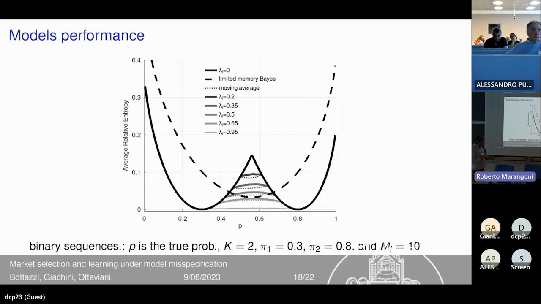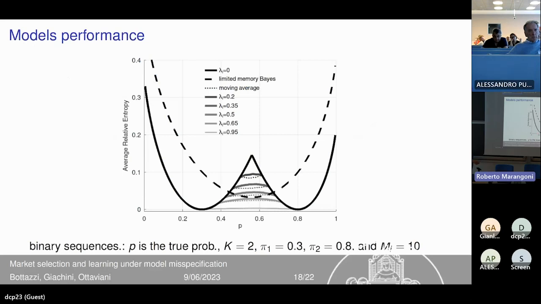So what you see in this plot is, remember that the agent learns on two models, and I fixed the two models. So I say that in the agent's mind there are only two possibilities. The coin is always unbalanced, and the probability of getting heads is 0.3 or 0.8. These are the only two possibilities the agent contemplates. P is actually how much unbalanced the coin is, and we are going to move this probability between 0 and 1. Okay, so this is the reality.